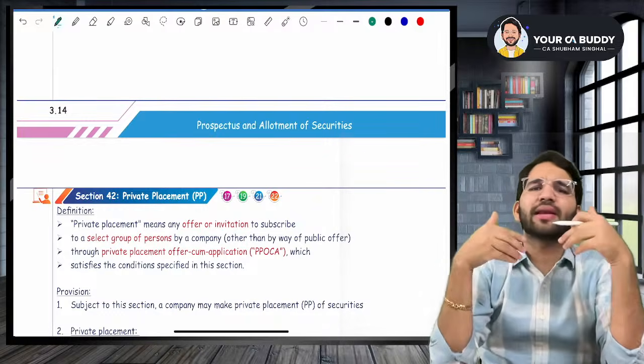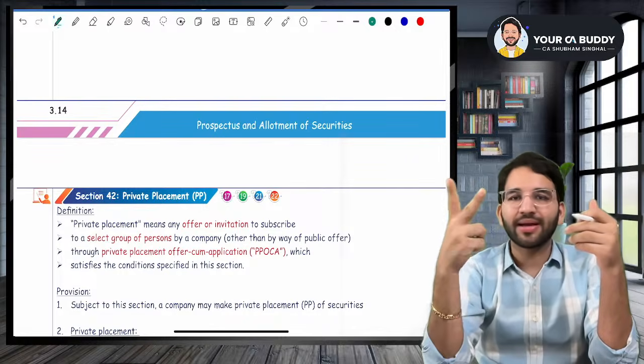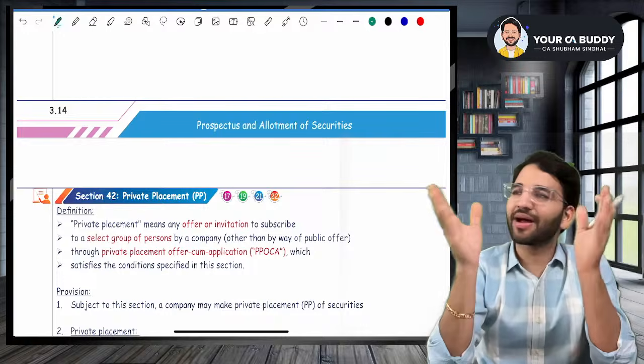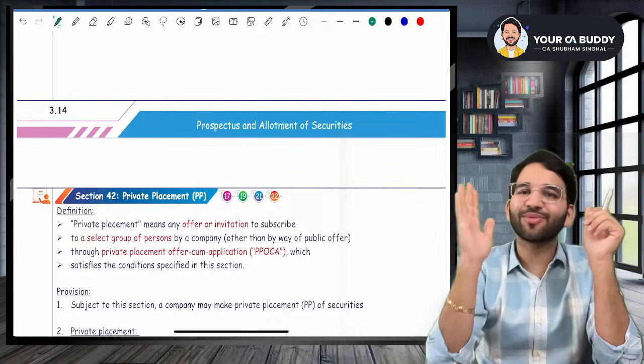So let's say you listen to this revision video 2 times. That would take you 2 hours, but when you read on your own, you're going to spend 3.5, 4 hours to finish this small chapter. It is not worth more than 2 hours.